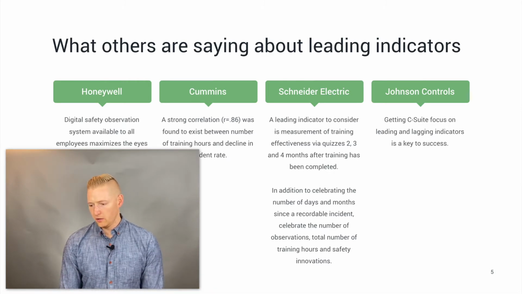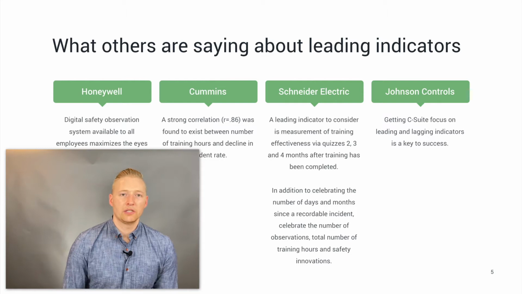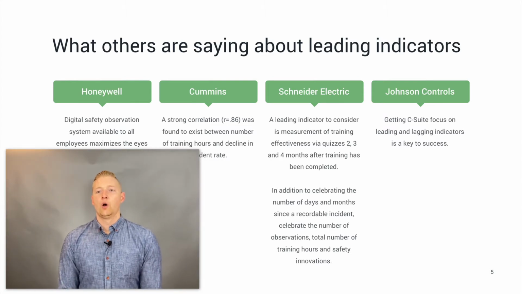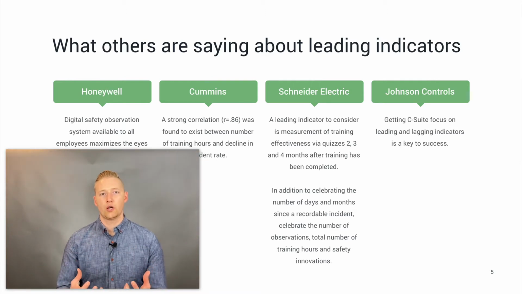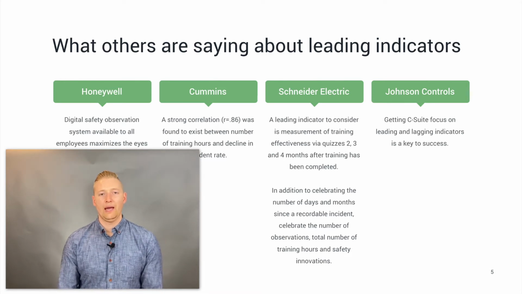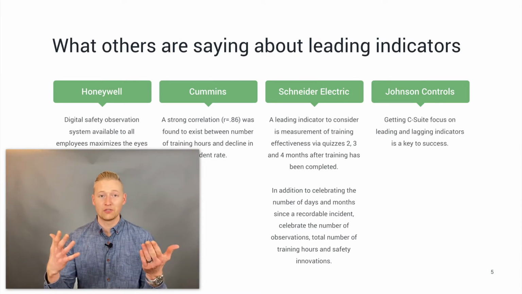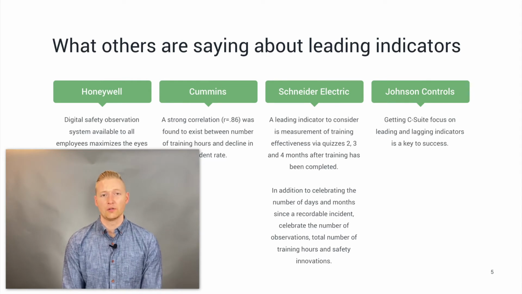So the next company, Schneider Electric. So what they say is that a leading indicator to consider is measurement of training effectiveness via quizzes 2, 3, and 4 months after training has been completed. Now, what's interesting about this is what I've noticed from a lot of people that I deal with is typically when someone gives a course, whether it's in person or online, the quiz will inevitably happen right after the course to test competency, which makes sense. You know, if you want to get a forklift license, you got to pass the quiz, so we make sure that you're able to operate a forklift safely.